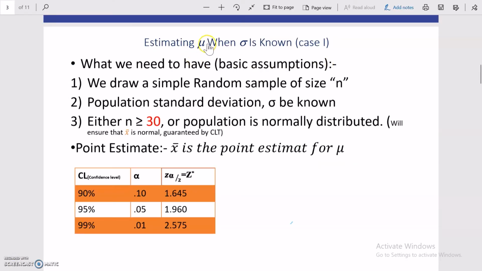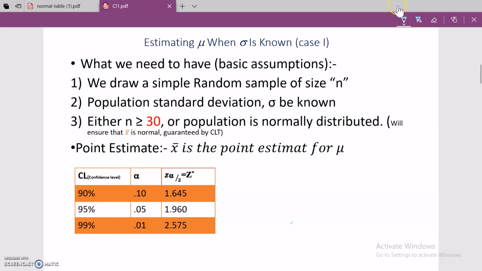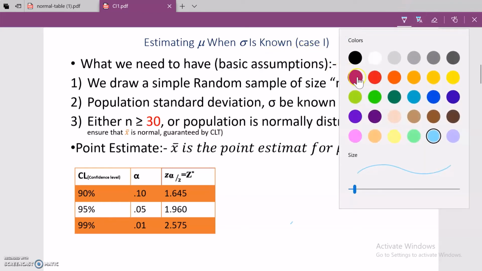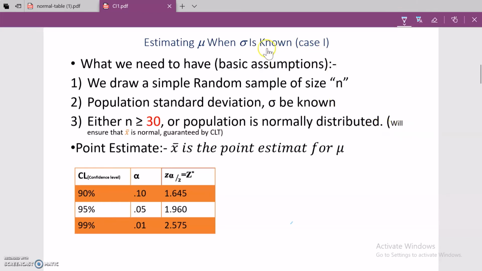So, estimating the population mean when sigma is known. This is case number 1. This is the first case: we are learning how to estimate the population mean when the population standard deviation is known. Case 1. We will see the second case, when the population standard deviation is unknown.